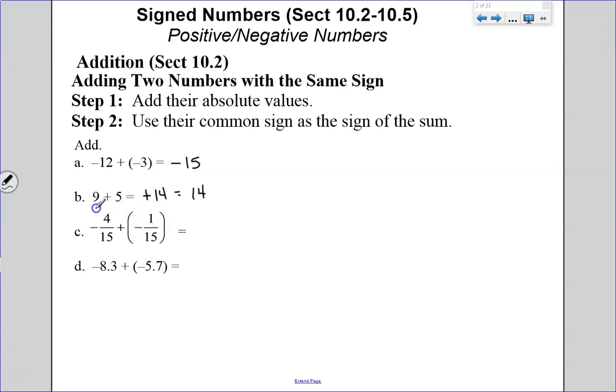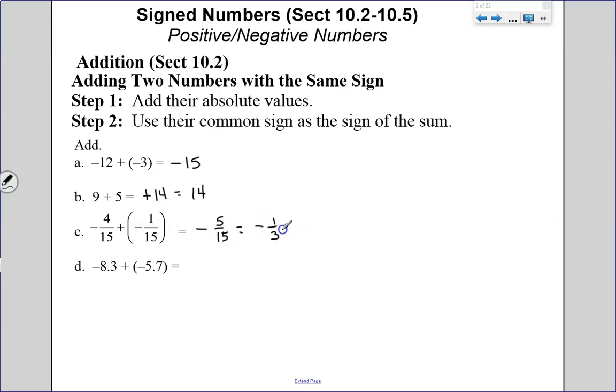Likewise, if you make $9 from one job and you make $5 from another job, you would then have $14. Now, the same rules apply for fractions and decimals. You just have to follow the rules for those particular types of numbers. Here I am combining two negative fractions, so the answer is going to be negative. If I combine the quantities 4/15 and 1/15, I'm going to get 5/15. Now, 5/15 reduces, both of these are divisible by 5, it will reduce to negative 1/3.